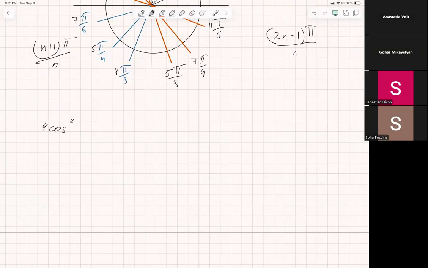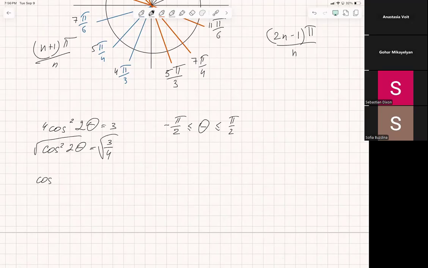4 cosine squared 2 theta equals 3. Okay. And the restrictions on the domain is from negative pi over 2 to positive pi over 2. So now what we have is cosine squared 2 theta equals 3 over 4, right? Now we take the square root of both sides and we have cosine 2 theta equals plus or minus square root of 3 over 2, right?